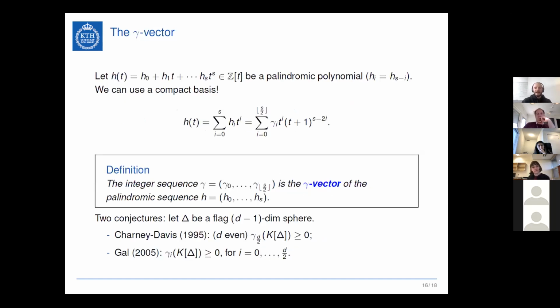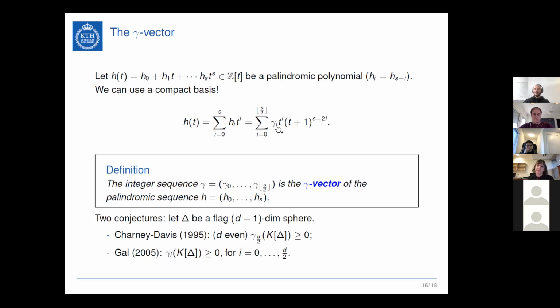And finally, it's something about the numerical invariance of those algebras. So let me remind you that Gorenstein algebras, such as the algebras R of delta, do have a palindromic H vector, or if you wish, a palindromic H polynomial. This is just a reminder of what I mean by that. But then, instead of writing them in the monomial basis, 1, t to the first, t to the second, and so on, we can use a more compact basis, which is defined in this way.